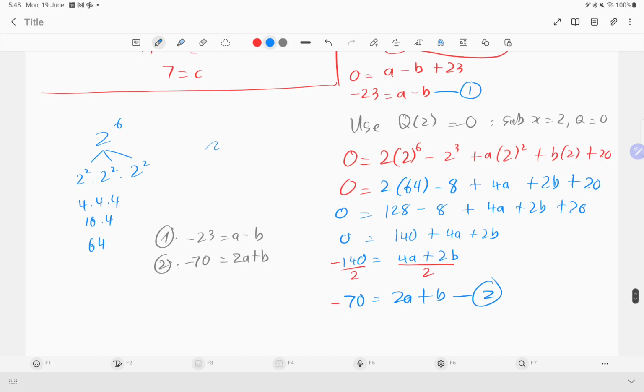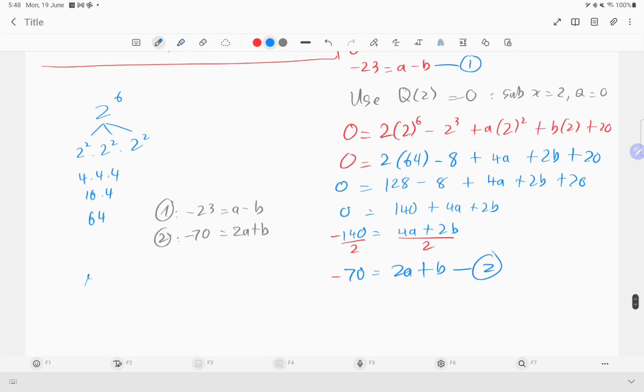So, two hints. Option A, you do equation 1 plus equation 2. Option B, you do equation 1 minus equation 2. Option C, you do equation 2 minus equation 1. And option D, you do equation 2 minus 2 times equation 1. Which option? Multiple choice, A, B, C, D.